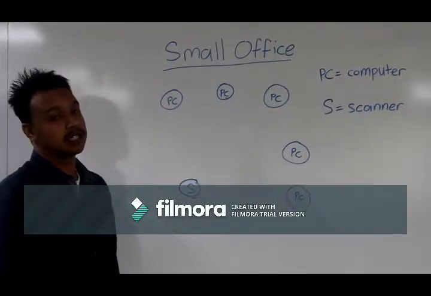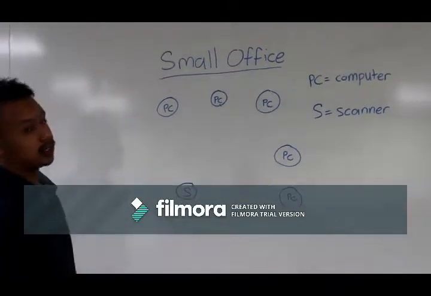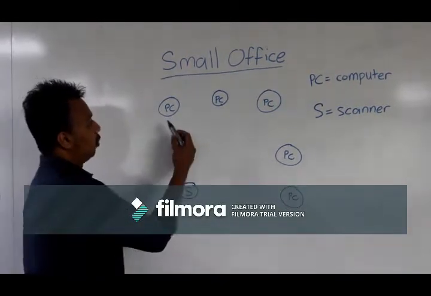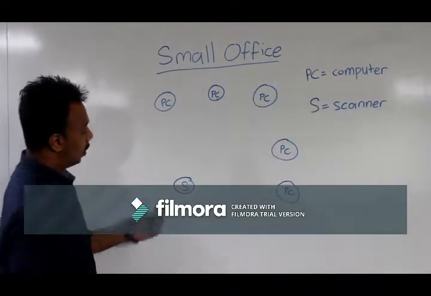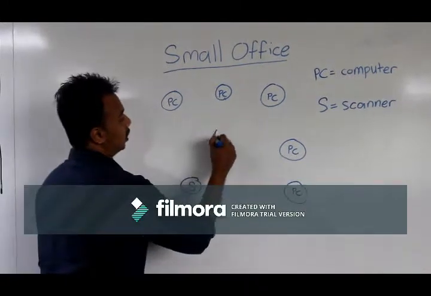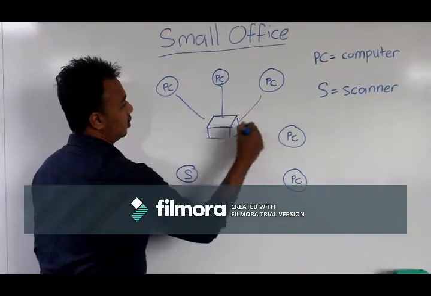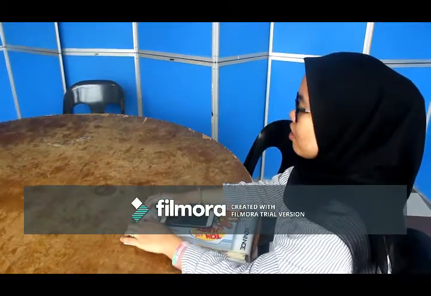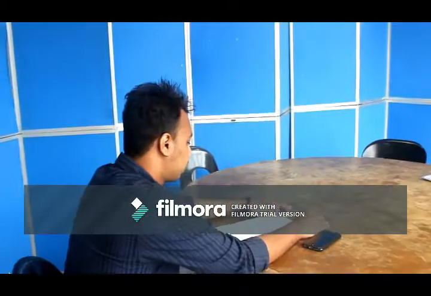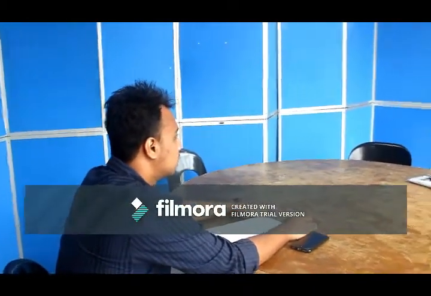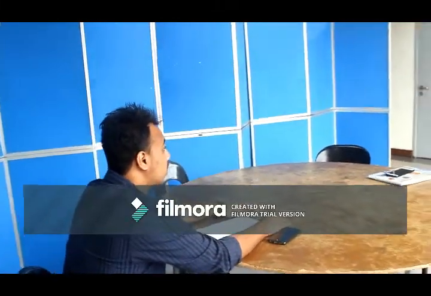Usually, we use a star topology in a small office or small lab. Let's say we have 5 PCs and 1 scanner, and we will use a switch or a hub to connect all the devices together. Thank you for all this explanation. May I know the advantage and disadvantage of this type of topology? For the advantage and disadvantage of star topology, you can ask my workers.